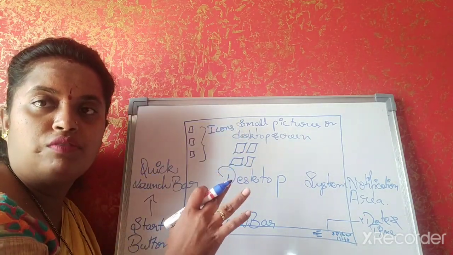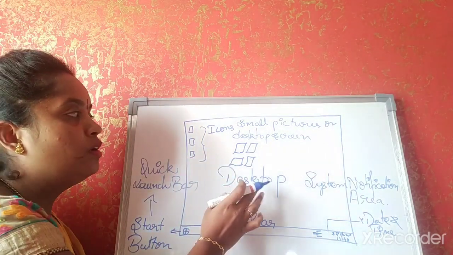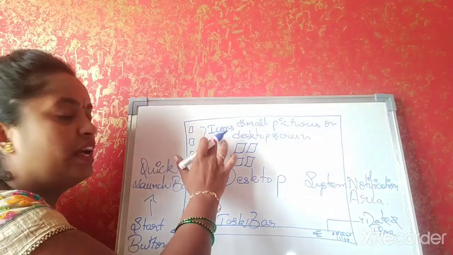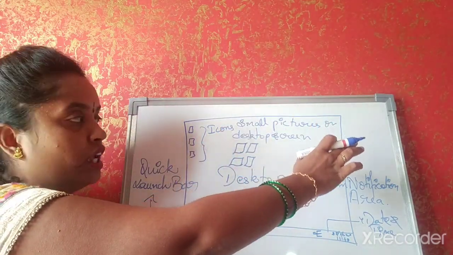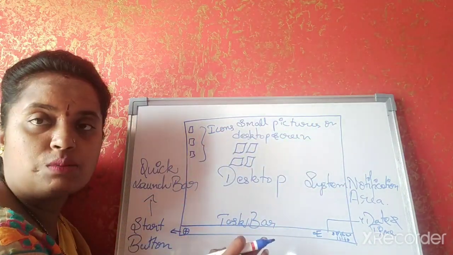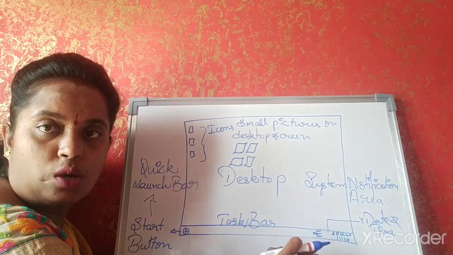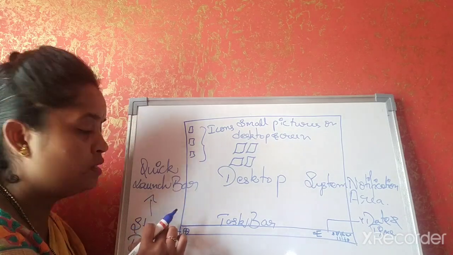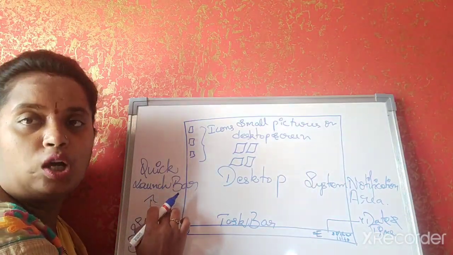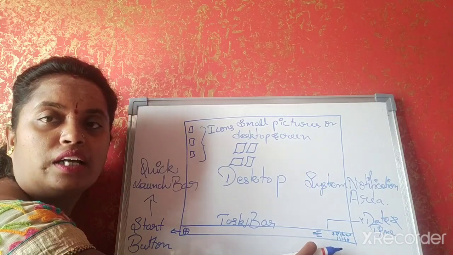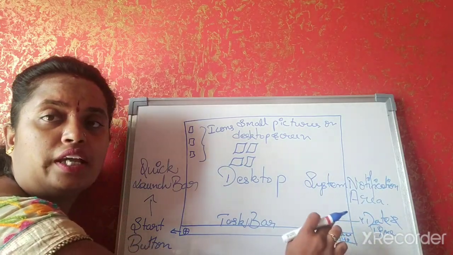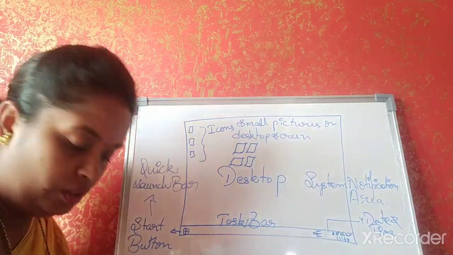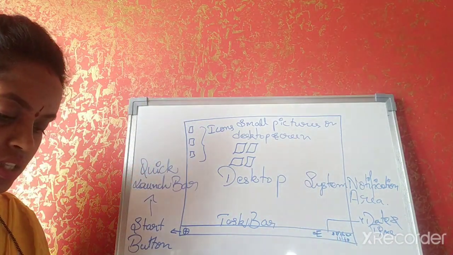So what is visible on the desktop screen is your desktop, that's the wallpaper or the background that you see. Then icons, which are small pictures on the desktop screen. Then taskbar, the bottom strip of the desktop screen. Start button, which helps you start programs with the help of the quick launch bar. Then the right hand corner is your system notification area, wherein you will have the date and time, volume, Wi-Fi signals, all those things. Understand, children?